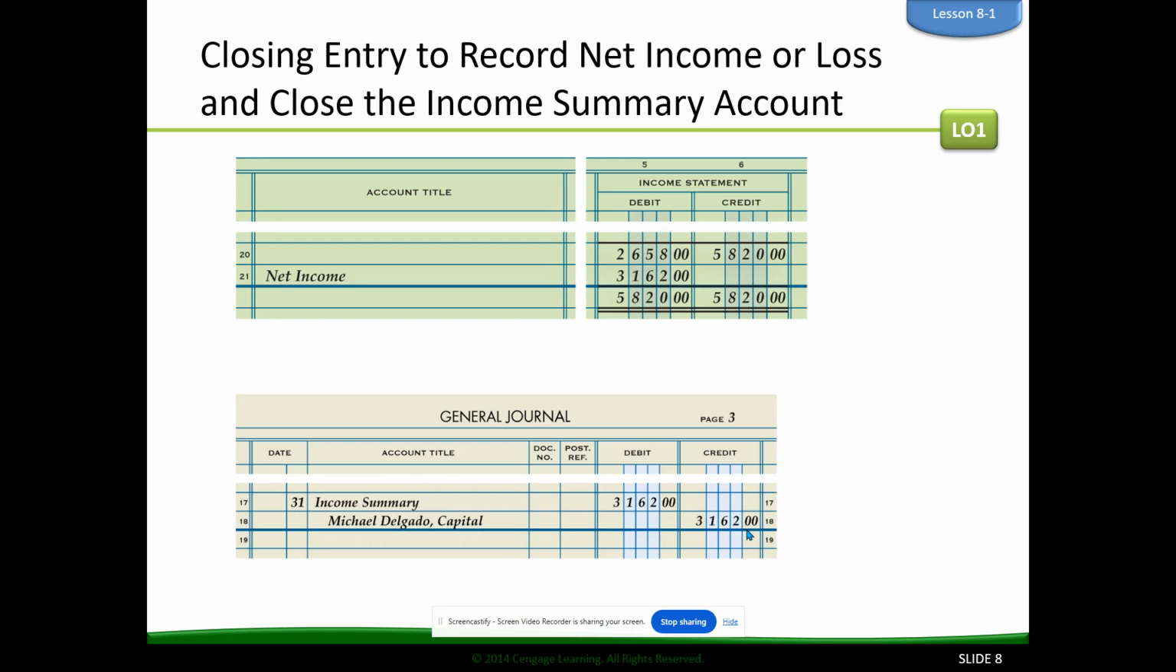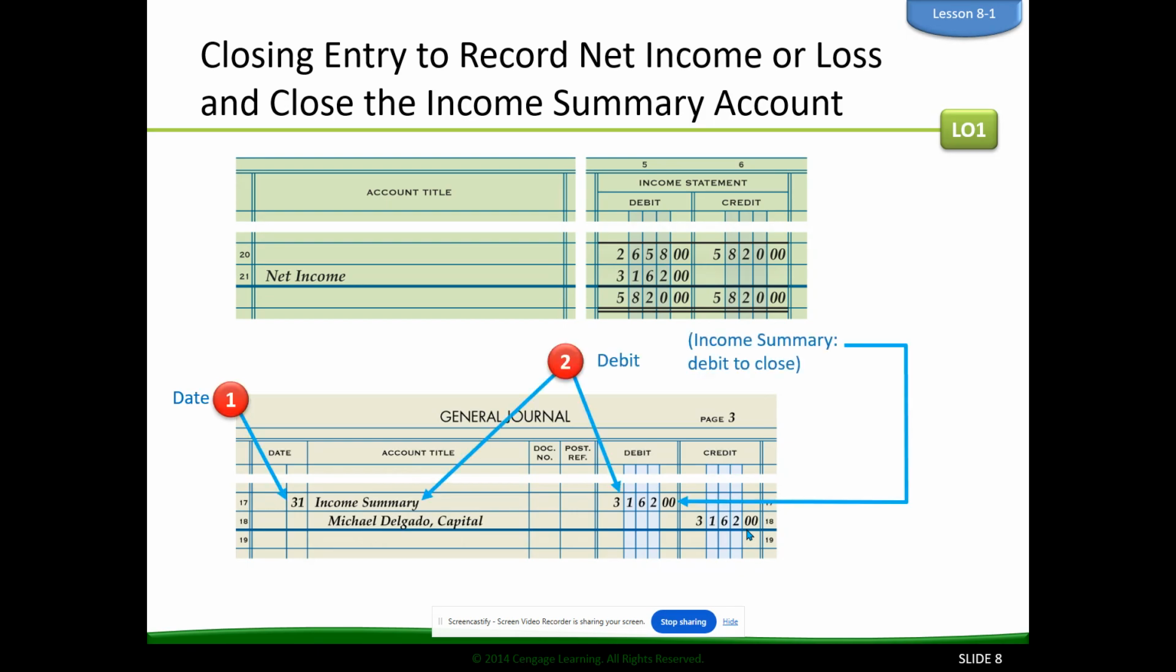Right? The account we use for investment is capital. So that net income is going to be invested back into the business. All right. That is transaction number 3 of our closing entry. So now, income summary is closed.